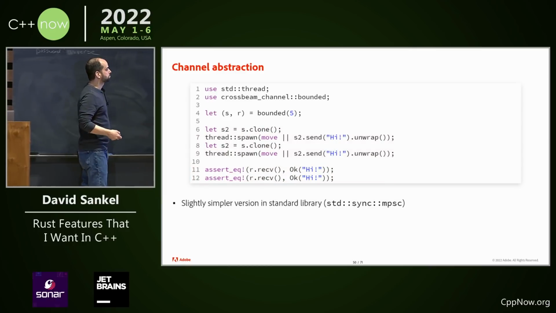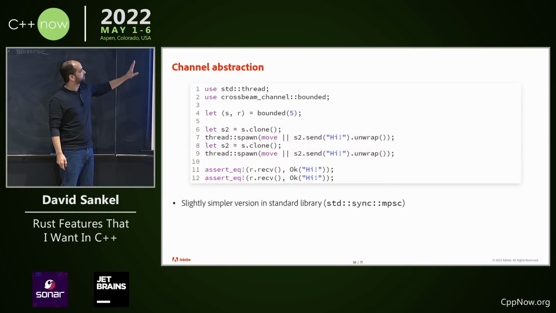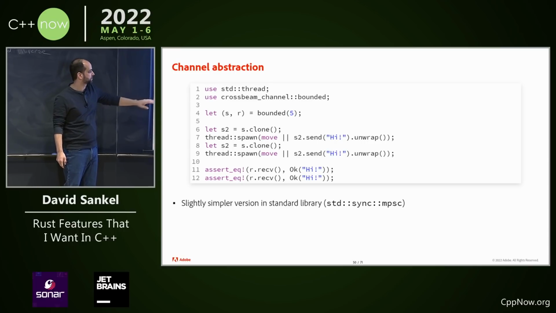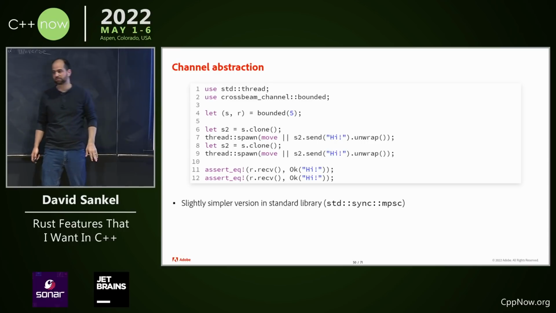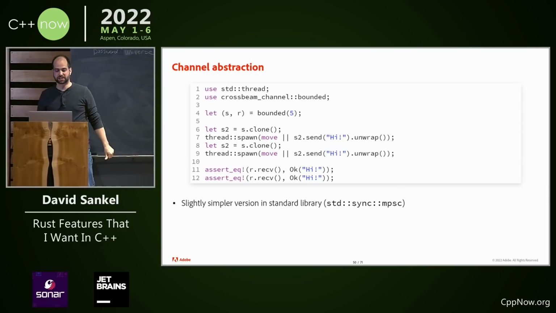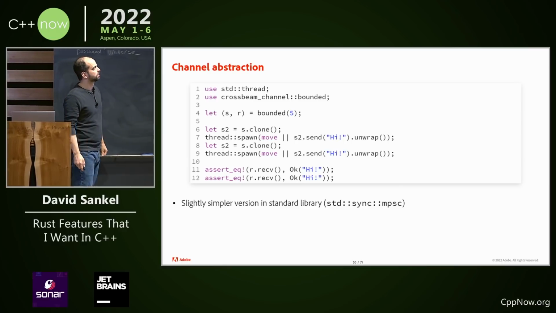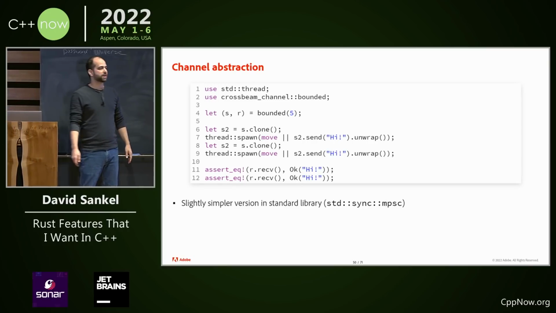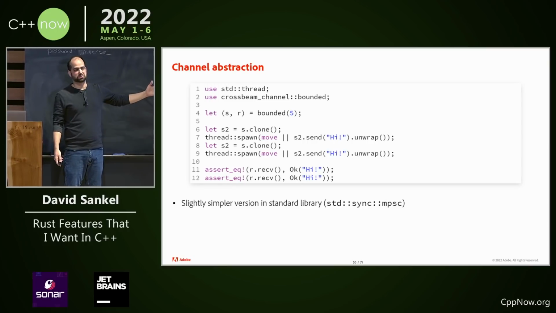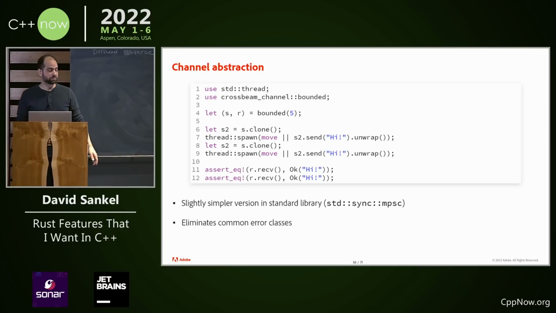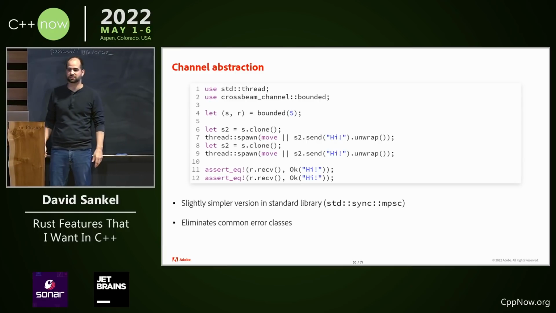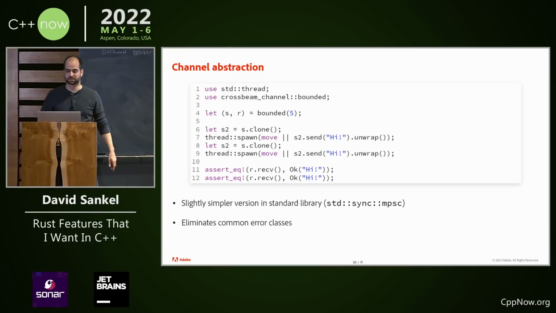The standard library actually has one of these. I use this crossbeam library, but the standard library has one which is slightly simpler called MPSC. I think that's multi-producer, single consumer, whereas this one is multi-producer, multi-consumer. But at any rate, it's there, it's accessible, it's really easy to use. And this eliminates a bunch of common error classes when people are trying to do mutexes and stuff like that for synchronization.